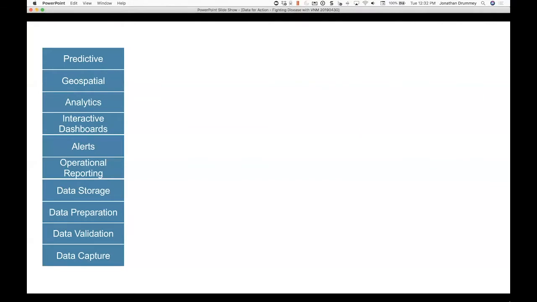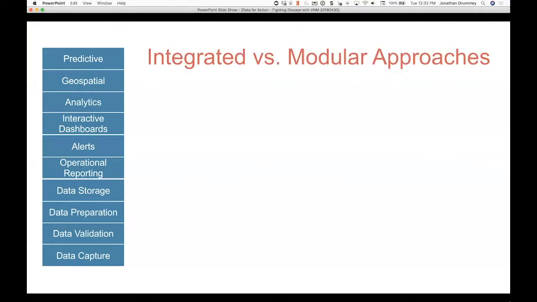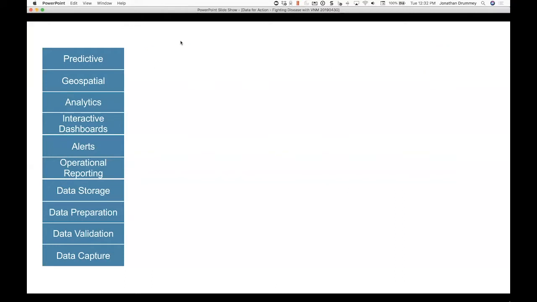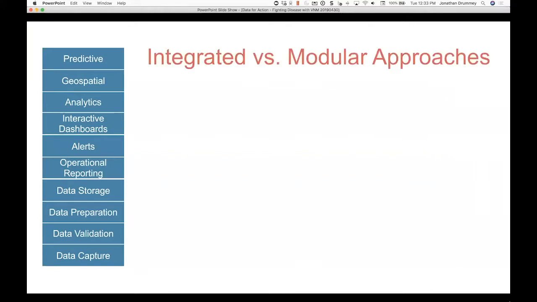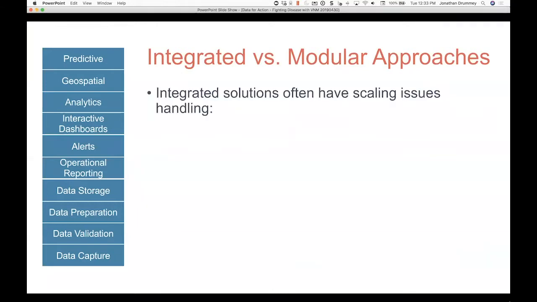And DHIS2 is an example of what I think of as an integrated system, where it's doing a lot of different things as an operational system. It's doing data capture, it's doing data validation, it's storing data, it's got a set of reporting built in, there's dashboards built into DHIS2 and so on. And there's other tools as well out there in the public health space like ComCare and DDMS and so on.